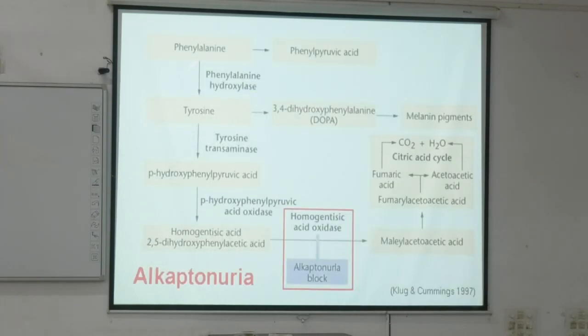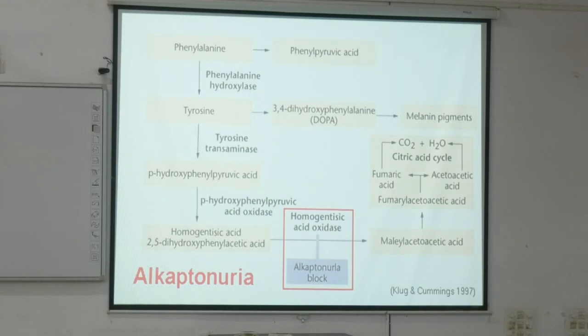See, phenylalanine hydroxylase gives you tyrosine. Tyrosine transaminase gives you hydroxyphenylpyruvic acid. Hydroxyphenylpyruvic acid oxidase will give you homogentisic acid, which will give you maleylacetoacetic acid, and here comes your enzyme homogentisic acid oxidase. In alkaptonuria, this enzyme is blocked.